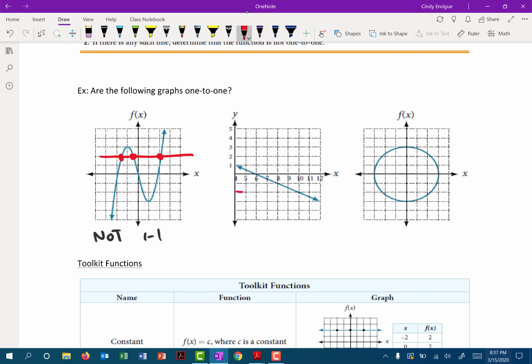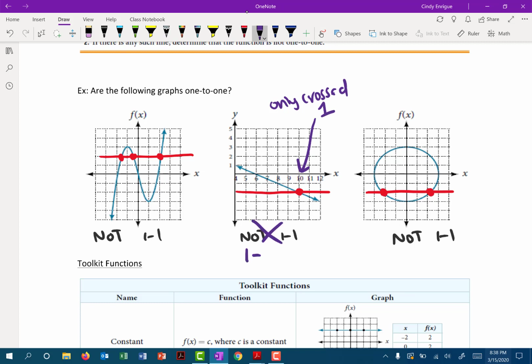For my second graph, I draw a line and it crosses it once. And here I draw a line for that third graph. It crosses it once, twice. Well, because it crosses it twice, this is definitely not one-to-one. And I got ahead of myself, didn't I? How many times did that second graph hit? It only crossed once. Therefore, this is one-to-one.